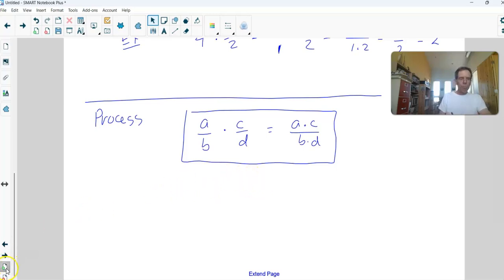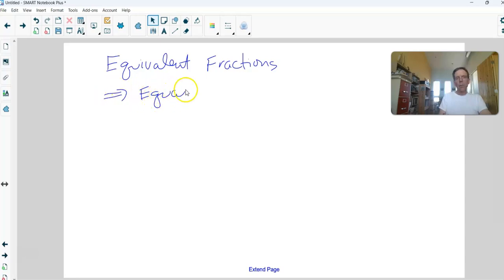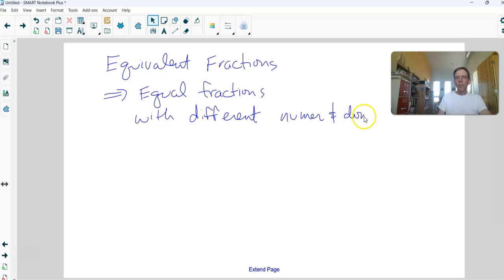Next topic here is equivalent fractions. Equivalent fractions are just fractions that are equal to each other but have different numerators and denominators. So they're equal fractions with different numerator and denominator. I'll just abbreviate these.